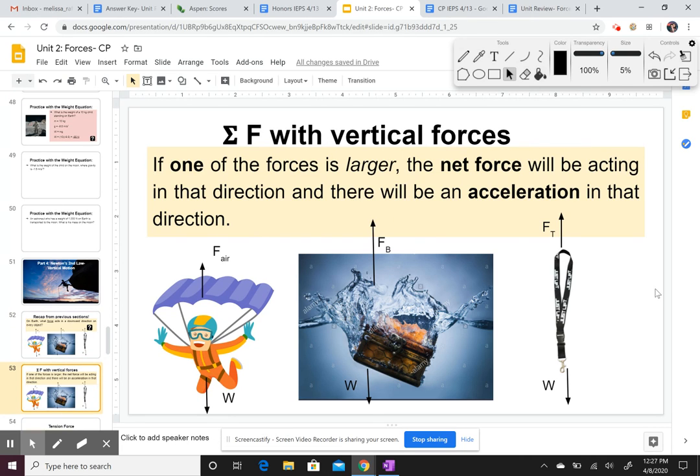So if one of these forces is bigger, either the upward or the downward force, there's going to be an acceleration in that direction because there's a net force in that direction. So moving forward, we're just going to use tension as our example for all of these problems, but keep in mind that tension could be replaced with buoyant force or air resistance, depending on the situation.